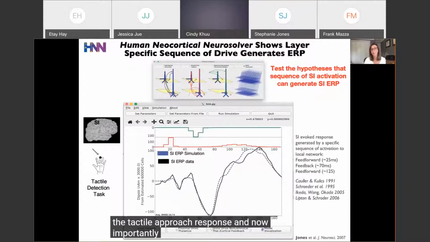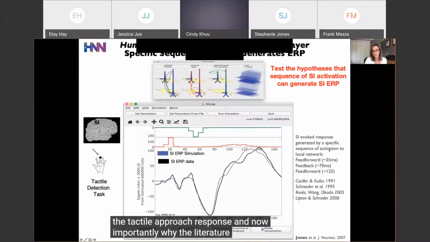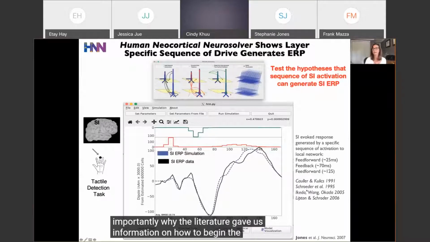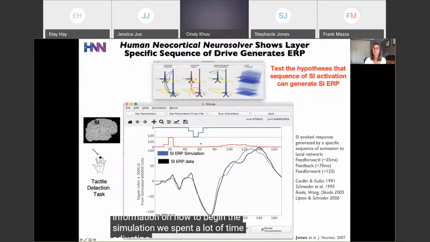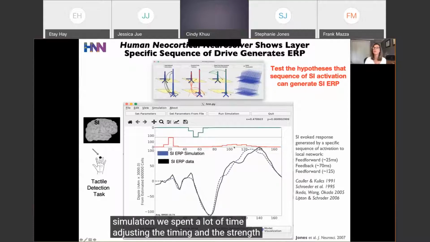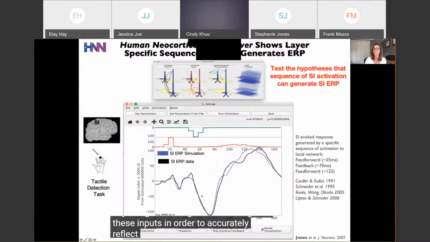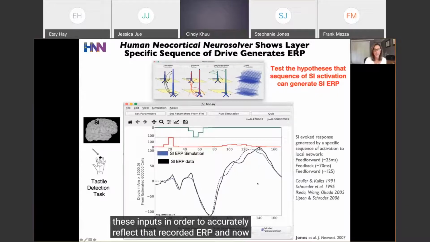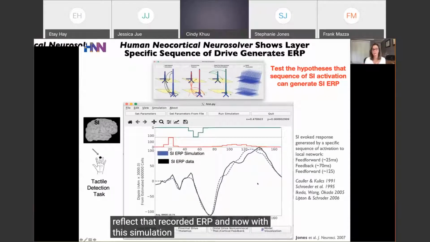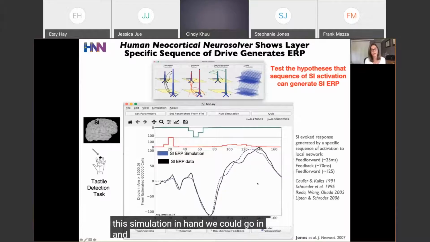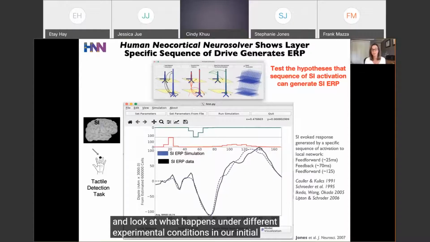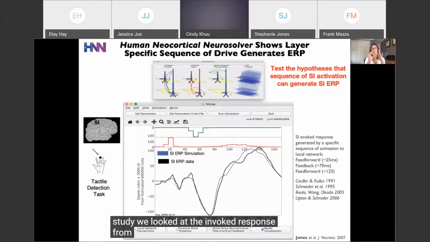And now, importantly, while the literature gave us information on how to begin the simulation, we spent a lot of time adjusting the timing and the strength of these inputs in order to accurately reflect that recorded ERP. And now, with this simulation in hand, we could go in and look at what happens under different experimental conditions. In our initial study, we looked at the evoked response from taps to the finger that were felt and not felt, and tried to infer what are the underlying circuit differences in these different experimental conditions.